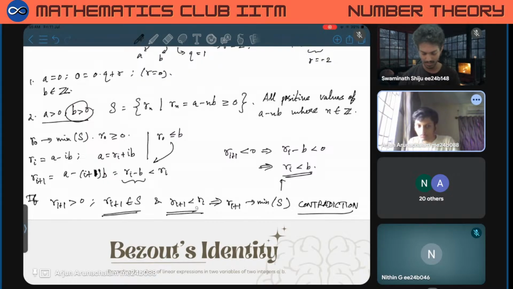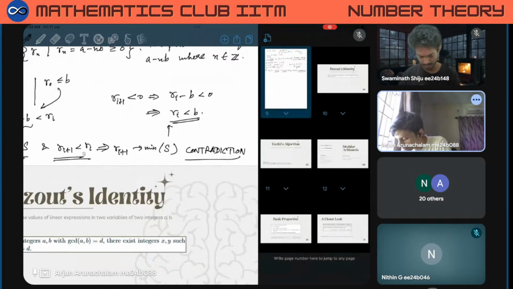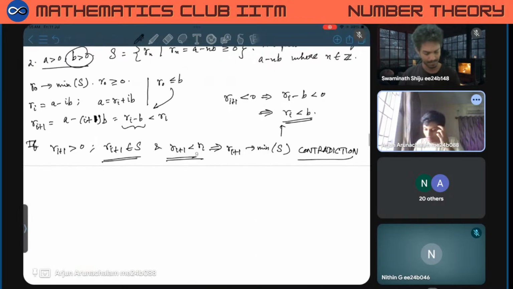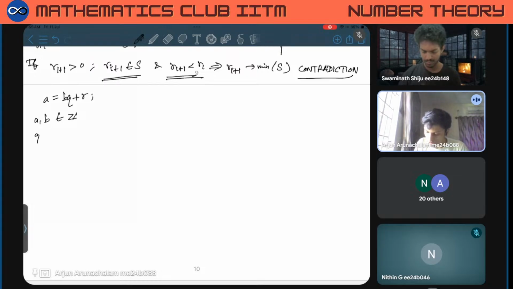So that is one part of the inequality. And let's prove the uniqueness of this. Uniqueness basically means that a is equal to bq plus r, where a, b are two integers, and q, r are also two integers. It basically means that there exists only one pair q, r such that this representation is possible with 0 less than or equal to r less than b.